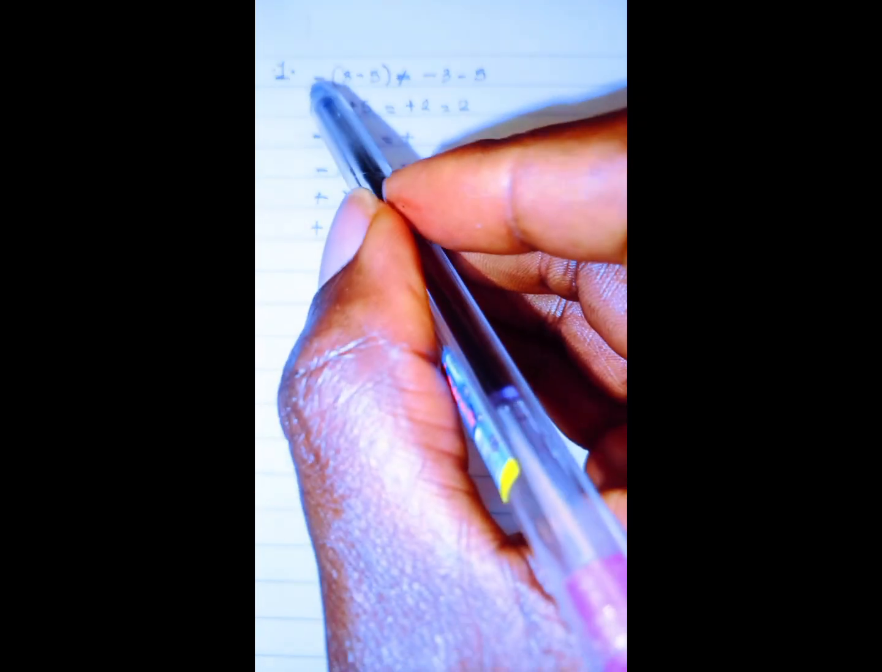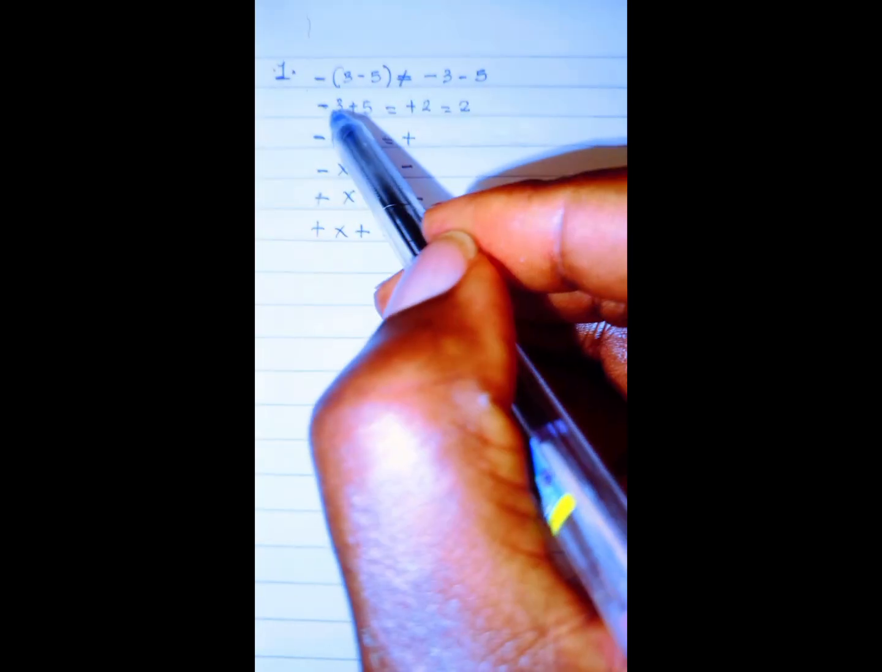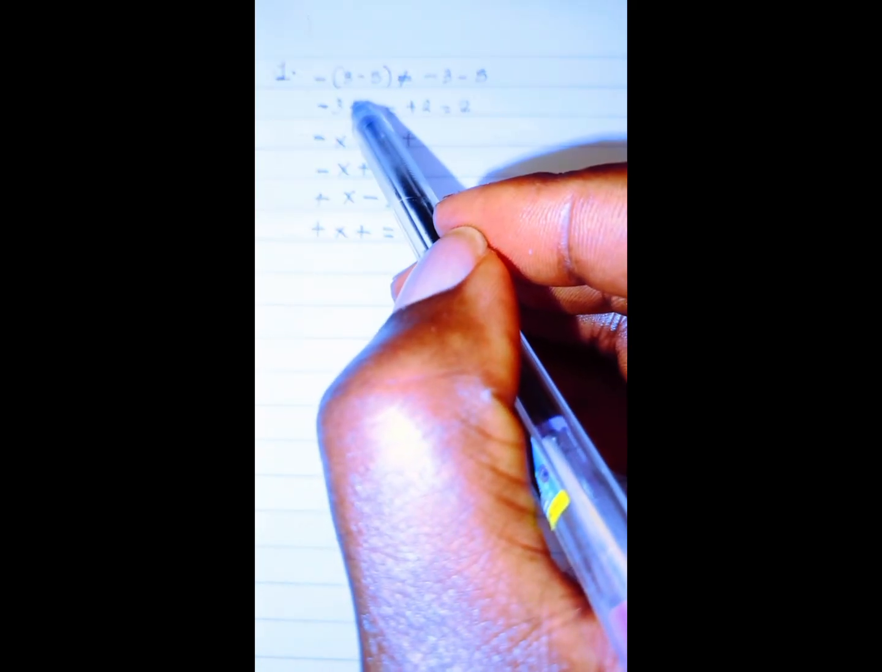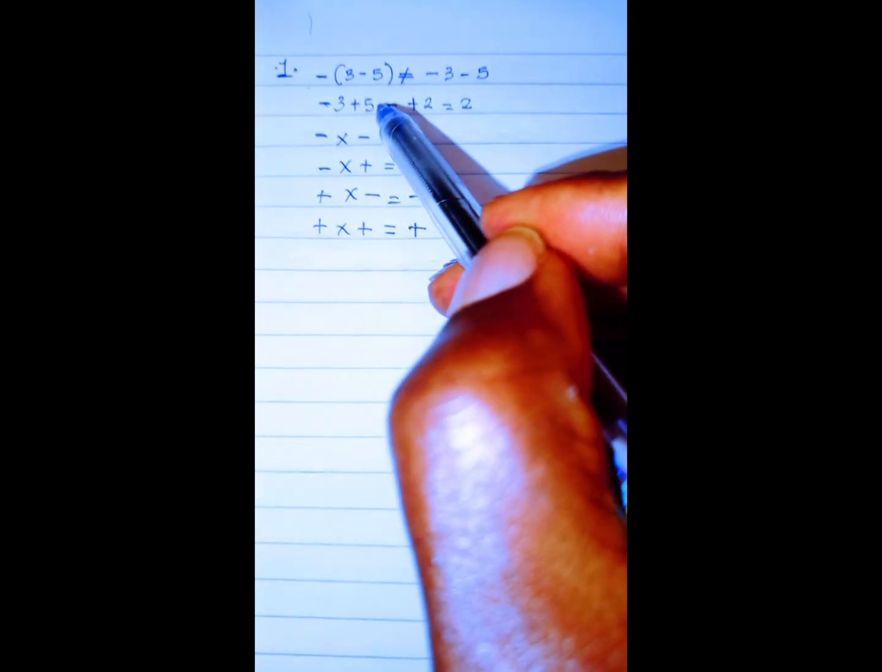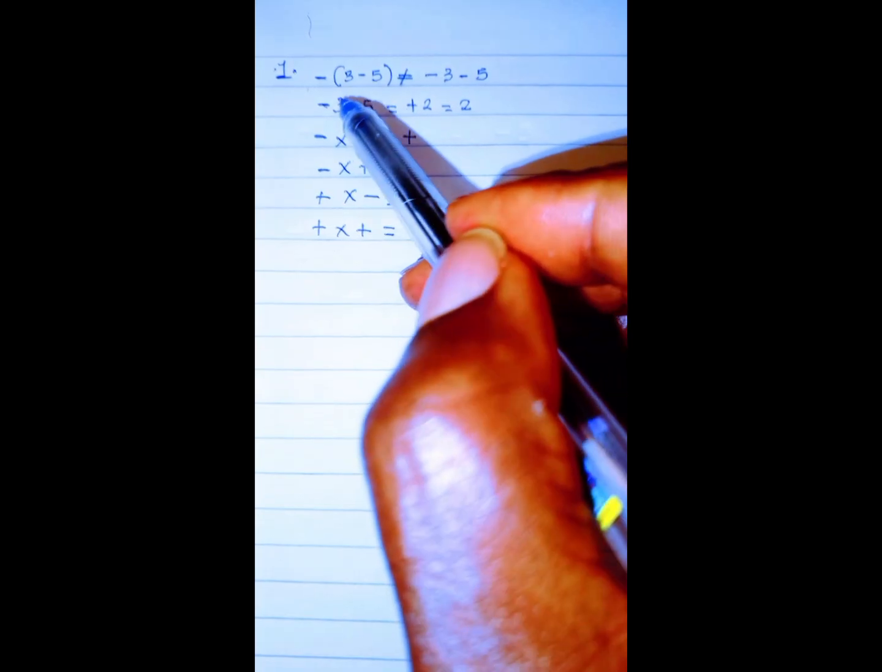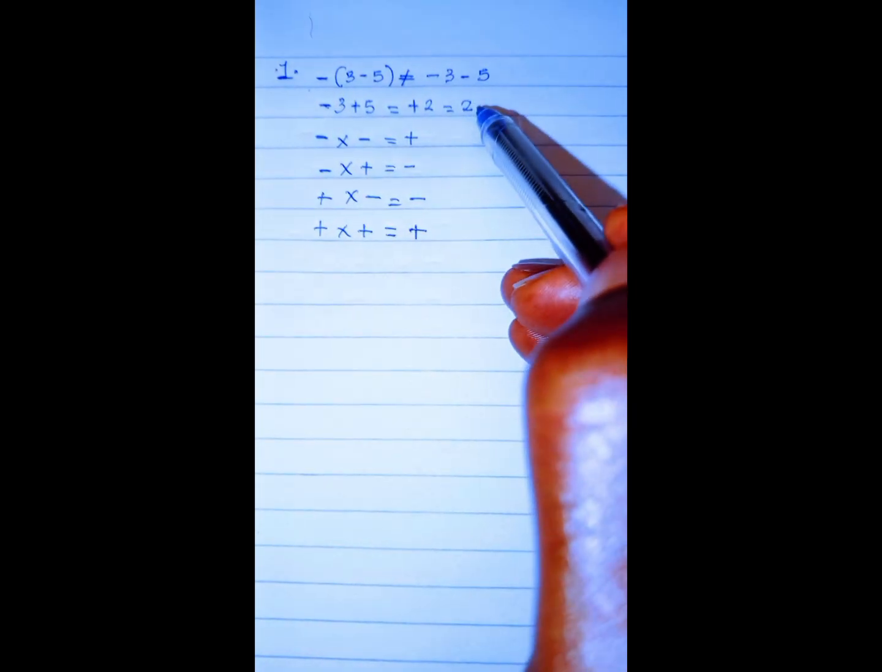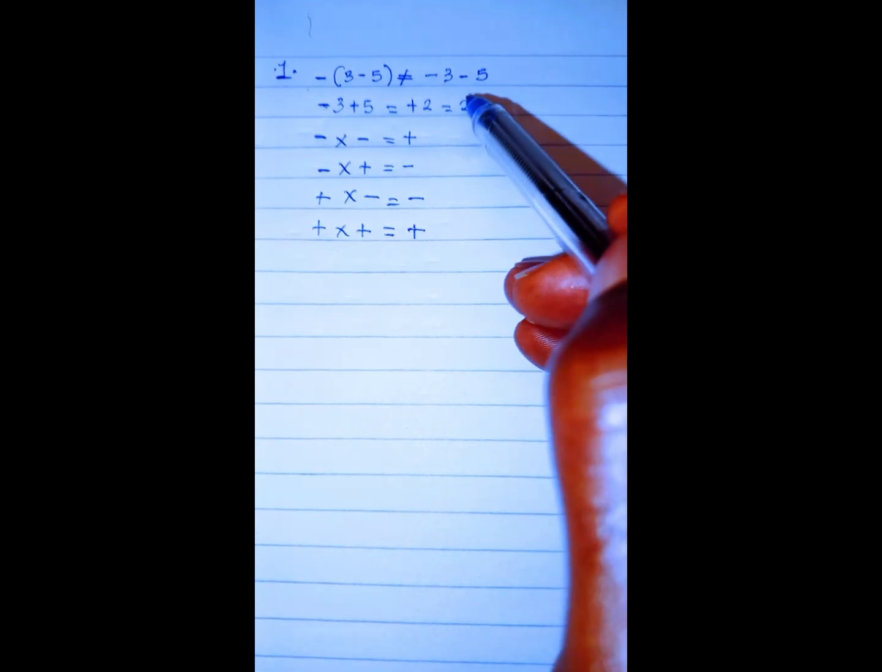Now, if you watch closely here, negative 1 times plus 3, you're going to have negative 3, and negative 1 times negative 5, you're going to have positive 5, and positive 5 minus 3, you're going to have plus 2, which is also 2. So this is how we came about 2 as the answer.